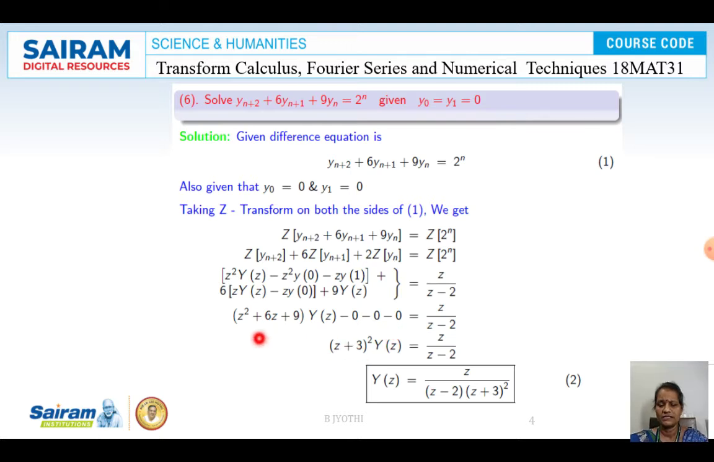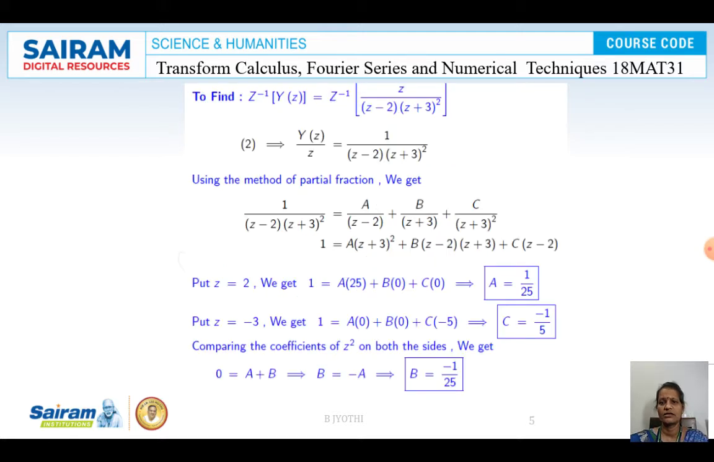This z square plus 6z plus 9 can be written as z plus 3 the whole square. Therefore, Y of z is given by z divided by z minus 2 into z plus 3 the whole square. Let us call this equation number 2. To find the Z inverse of Y of z, let us take the Z inverse on both the sides, and before that let us divide by z on both the sides. Then we get Y of z divided by z is equal to 1 divided by z minus 2 into z plus 3 the whole square.